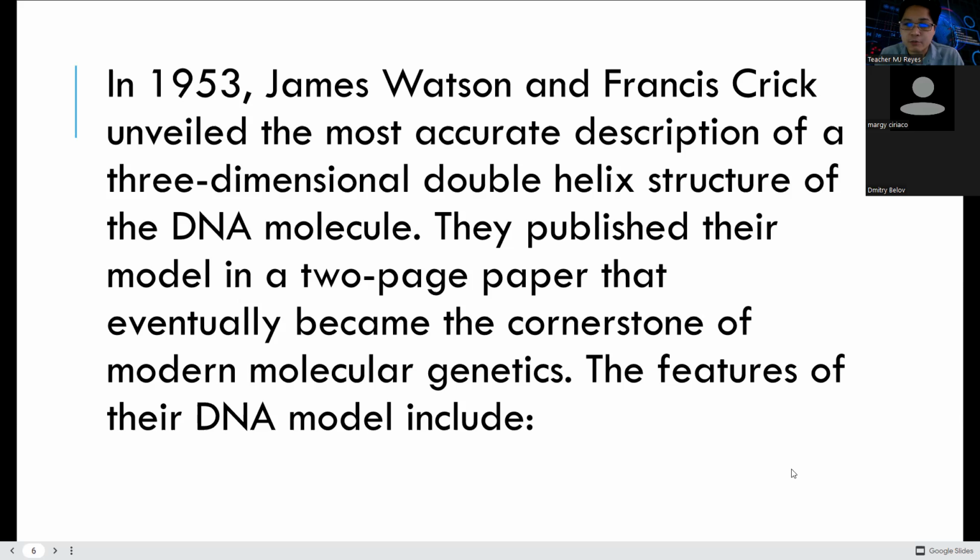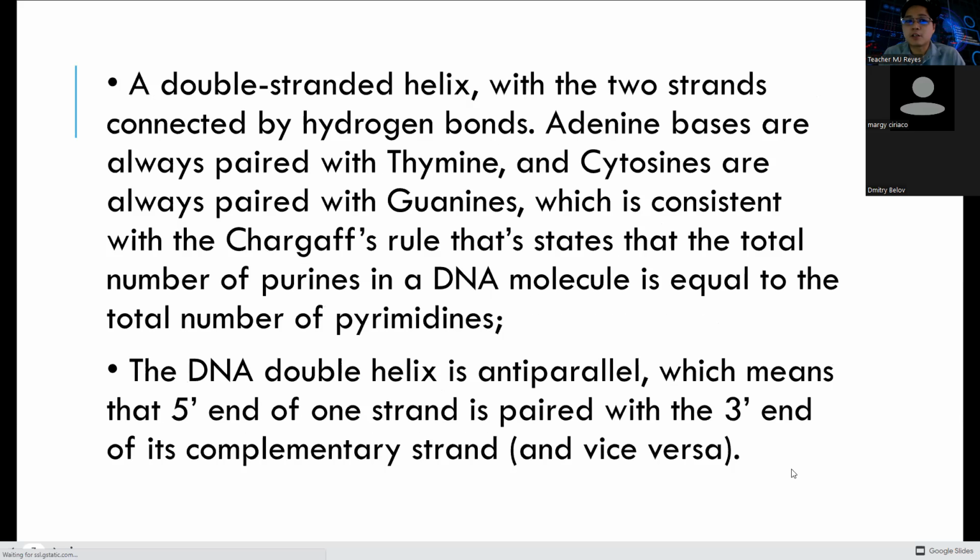The features of their DNA model include: one, a double helix, or double-stranded helix, with two strands connected by hydrogen bonds. Adenine bases are always paired with thymine, A is to T, and cytosine is always paired with guanine, or C is to G, which is consistent with Chargaff's rule that states that the total number of purines in DNA molecules is equal to the total number of pyrimidines.